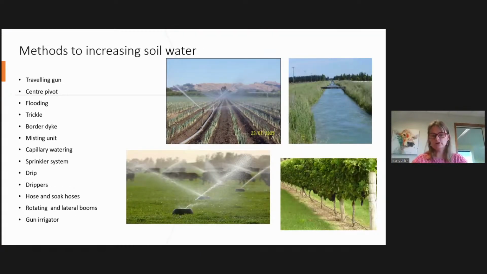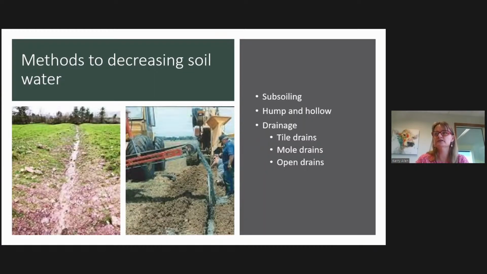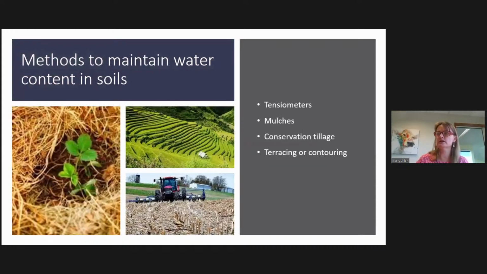Okay, and there's heaps of ways to increase irrigation. So I've listed a whole lot there. They are dependent on whether you are inside, outside, large scale, small scale. So all they are doing is increasing water. And then looking at decreasing, this is your drainage methods. So tile drains, mole drains, humping and hollowing, subsoiling, etc. So a range there. And once again, trying to reduce that water so that respiration can occur. And here, just showing you some other techniques to maintain. So looking at mulching, cultivation tillage or no tillage. Some places in the world do contouring and terracing.